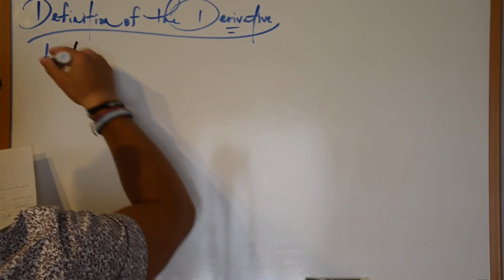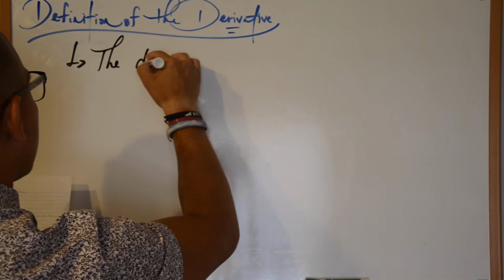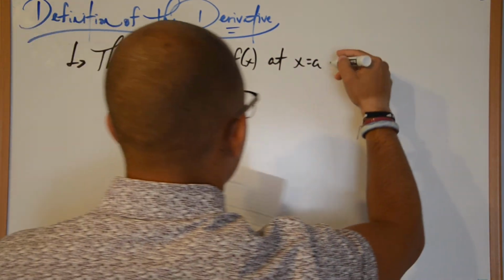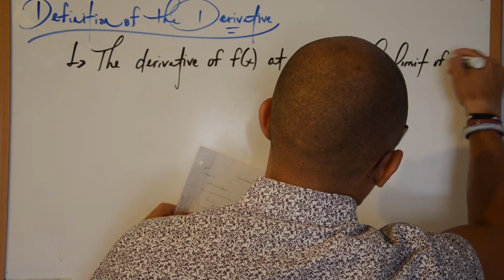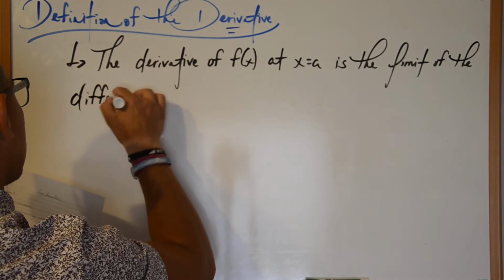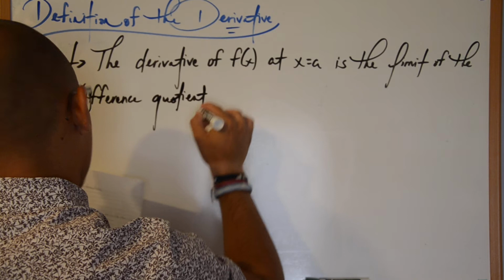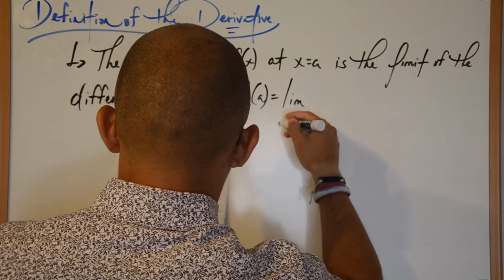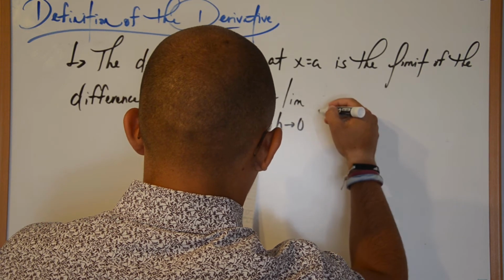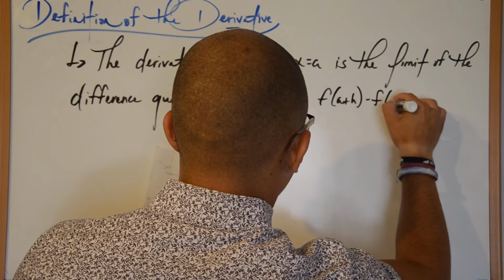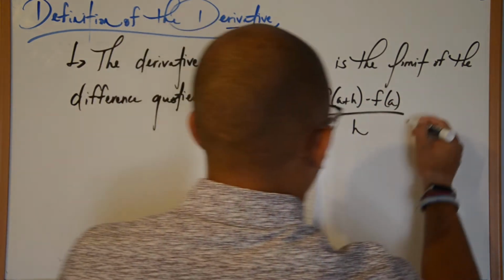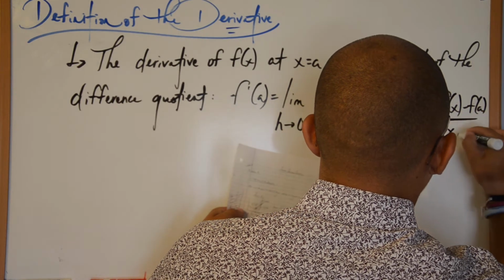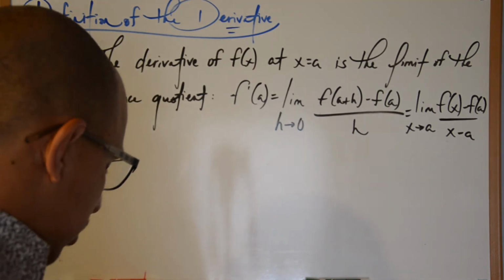Right, so the definition of the derivative says: the derivative of f of x at x equals a is the limit of the difference quotient, f prime of a, the limit as h approaches 0 of f of a plus h minus f of a all over h, which is really equal to the limit as x approaches a of f of x minus f of a over x minus a. This is the structure that we had used in our visuals.